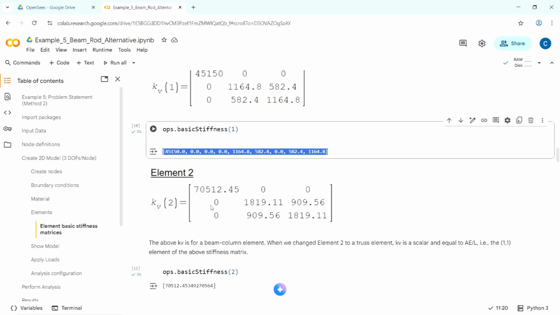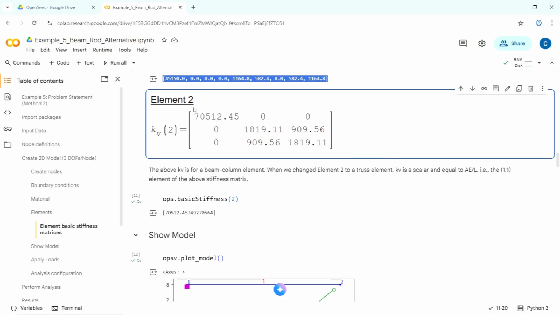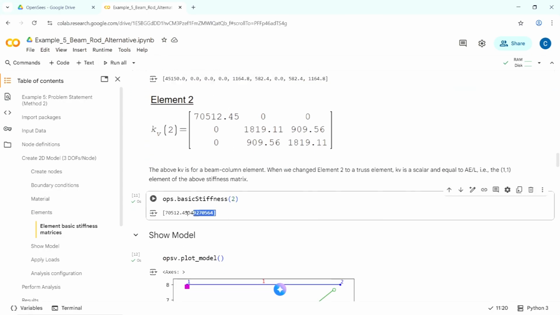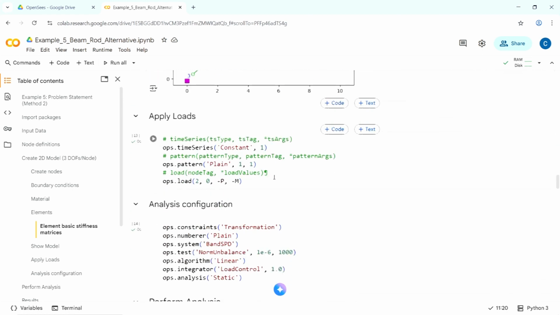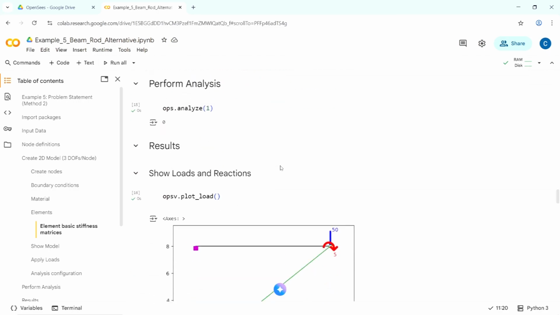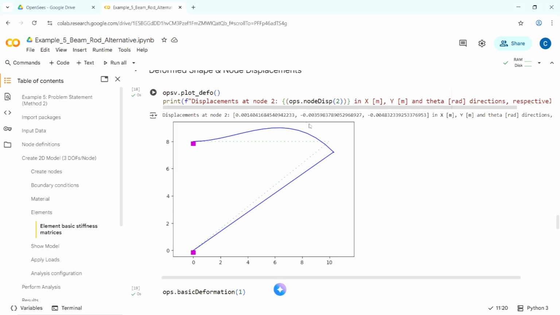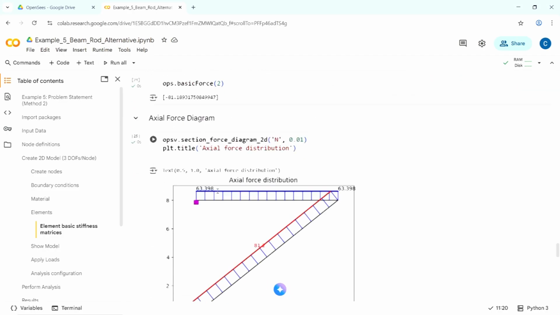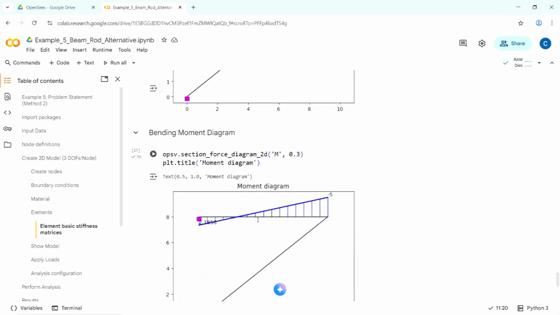For element 2, you would say, okay, you have created a truss element. So, I am just giving you the same stiffness matrix for a beam column element, where the first entry is A by L for the truss element, and you see this number is matching with OpenSees. Okay. That is what we expect, right. So, you plot the model and then apply the load same as before, perform the analysis, everything, the result, whatever you look at, whether the displacement, whether the member forces, the axial force diagram, shear force diagram or bending moment diagram, between the two approaches, what do you expect? You must get the same result.